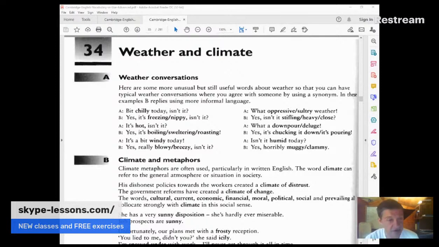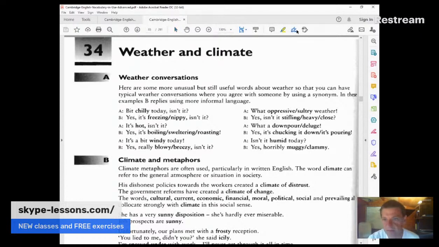So this is chapter 34 of the Advanced Vocab in Use. And once you've watched this lesson, please go to my website and you can click for a link to the exercise to test your understanding on this vocabulary. But have a look, we did some of these yesterday. The very first one, bit chilly today, isn't it?